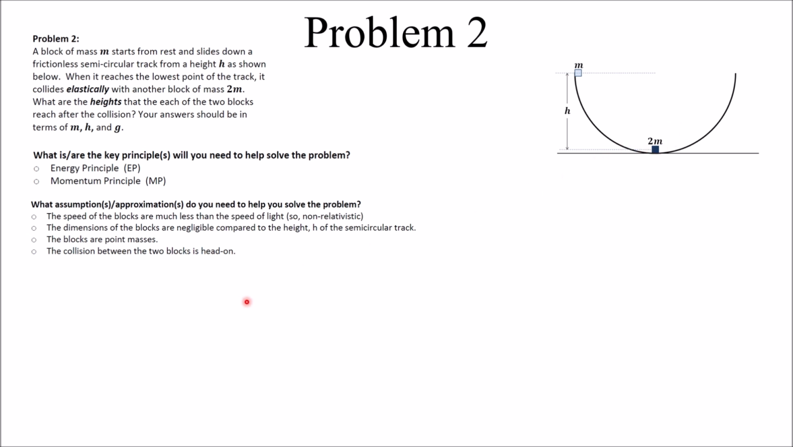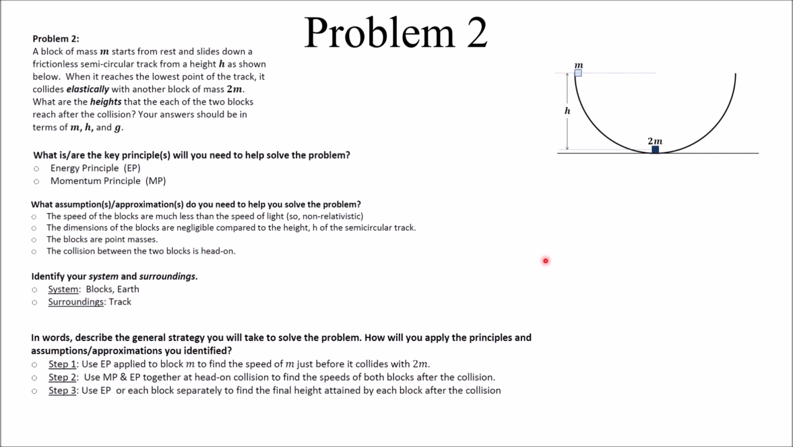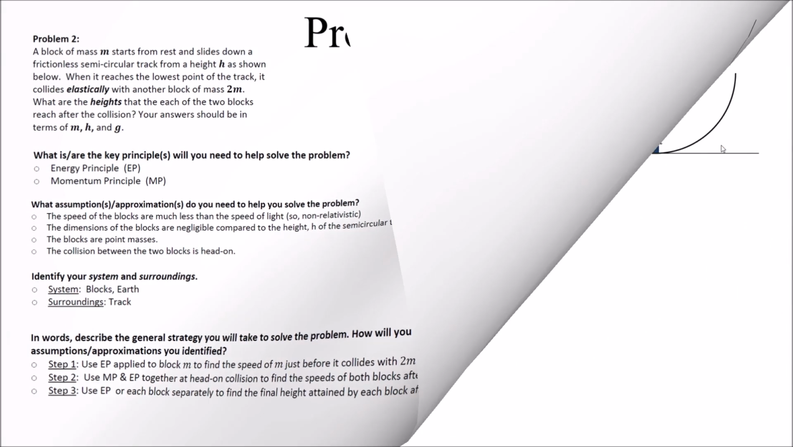Everything is spaced amazingly. And we have the system being the blocks and the earth, and the surroundings being the track. We are going to use the energy principle, similar to the last one, to figure out what the speed is right before it hits. And then we'll use the momentum and energy principle together to take a look at what's going on during that collision. And then we'll use the energy principle separately for each block, because we're going to have 2 different final velocities to figure out the 2 different heights. So that'll be the strategy.